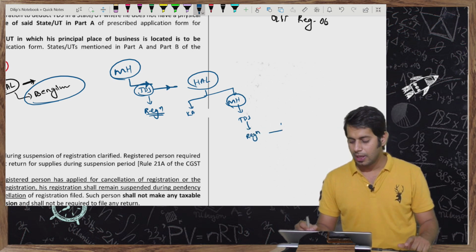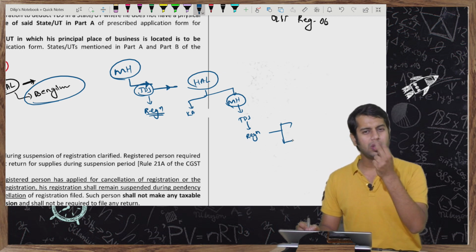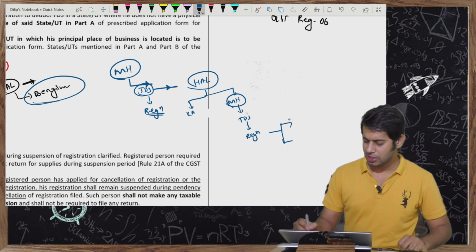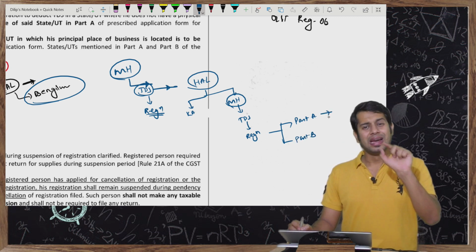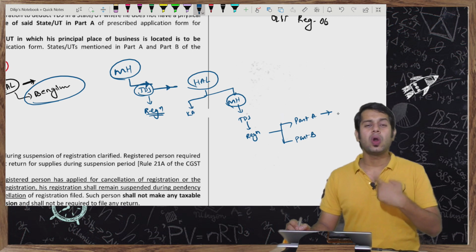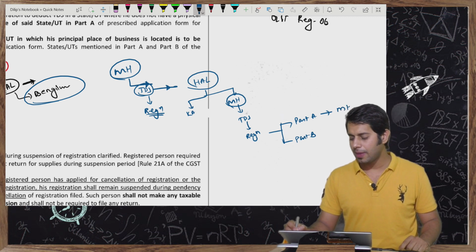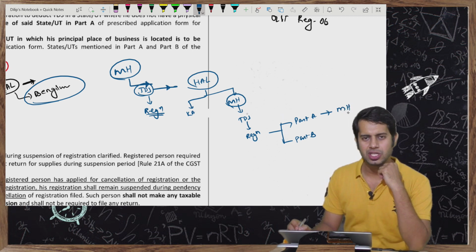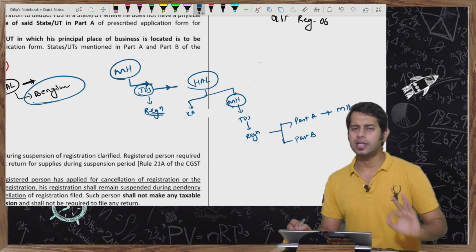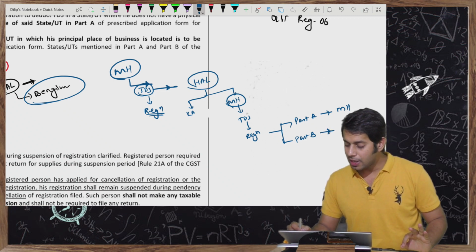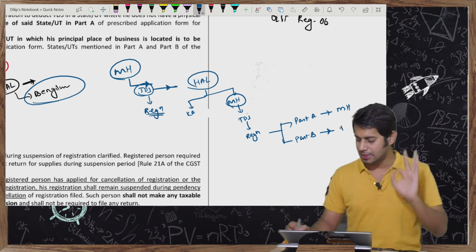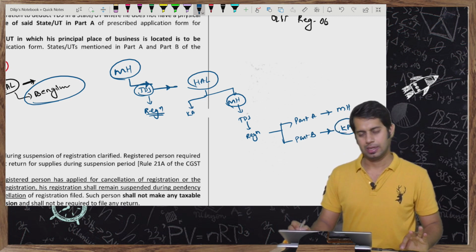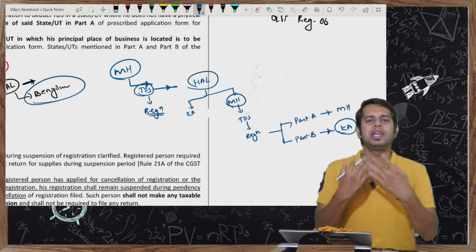How should I take? But in registration, we all know there are two parts in the application for registration, part A and part B. In part A, write the place where you are taking this registration. Where am I taking registration? I am taking registration in the state of Maharashtra. So write that place. Whereas in part B, write the place where you have your physical presence. Where do you have your physical presence? Karnataka.